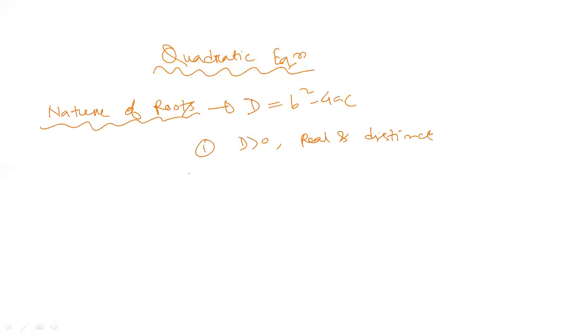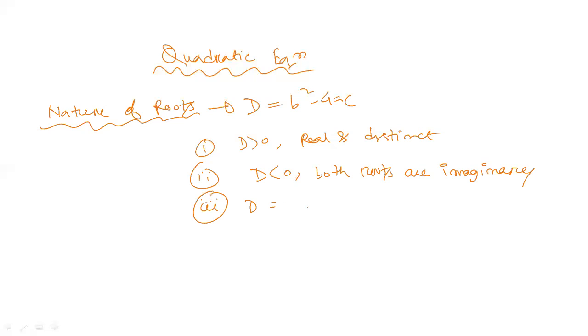Number 2, if D is less than 0, then both roots are imaginary. Number 3, if D is equal to 0, then the roots are equal, both roots are equal.